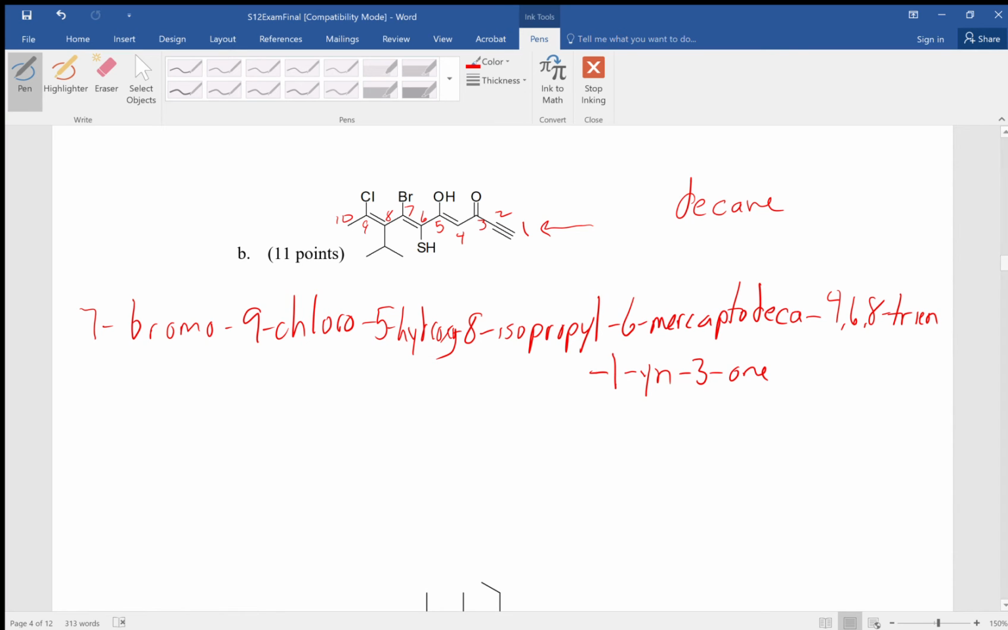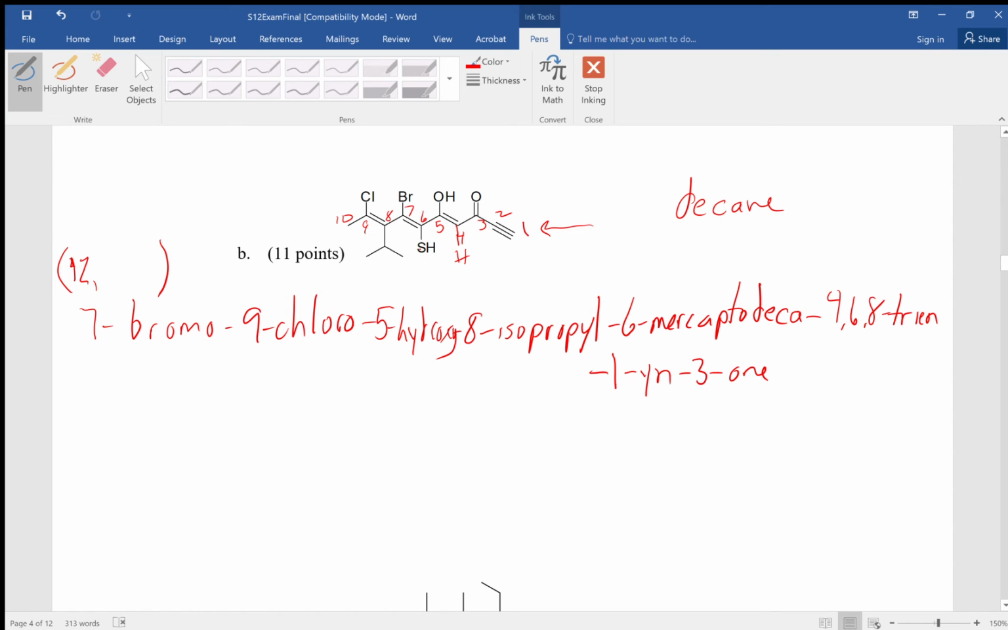Not yet. We have alkenes, and we know alkenes often need to be defined as E and Z. So our first alkene, the one starting at carbon 4, we have our higher priority groups as the carbonyl and the OH. Those are on the same side. So that's 4Z.